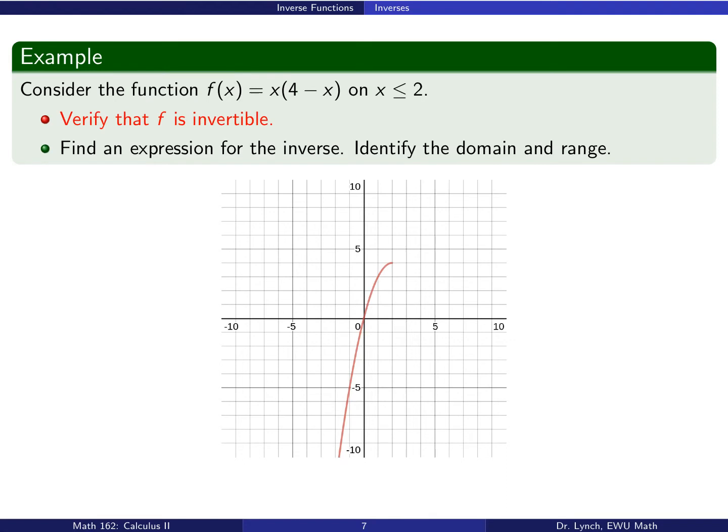Okay, let's go ahead and find an expression for the inverse, and we'll identify the domain and range of that inverse. We can see here that the domain of the function, of course, is x less than or equal to 2, and it looks like the range of the function is y less than or equal to 4. We'll see in a minute how the domain and range of the function f come into play in finding the domain and range of the inverse.